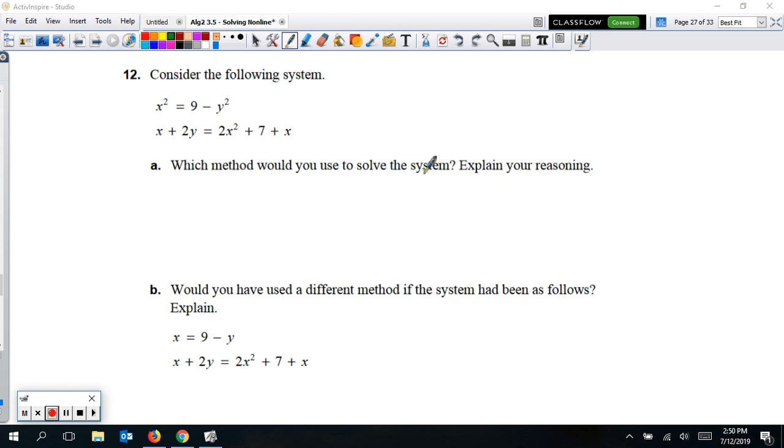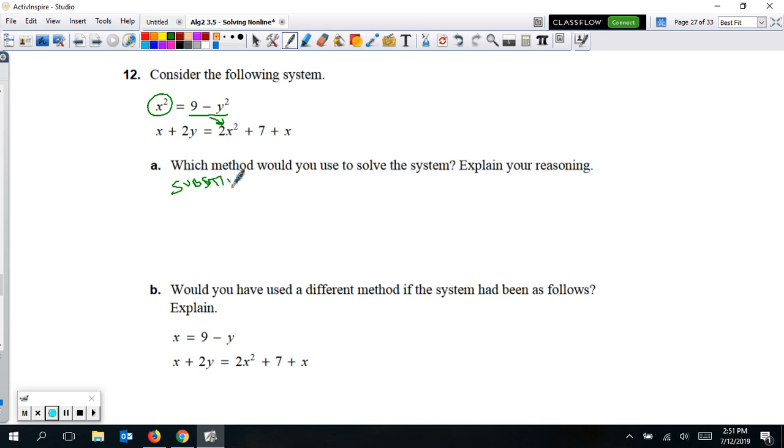So, would we use graphing? Well, probably not. That might be a little more challenging to try to graph it ourselves. Would we use the substitution or elimination method then? Which of the two of those would be better? Well, because it says just this x squared right here, x squared equals 9 minus y squared, we can take this right here and plug it in for the x squared that's right there. So I would use substitution.